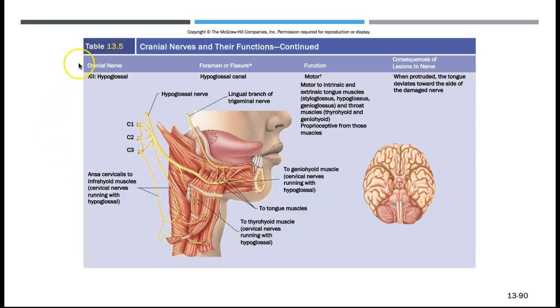Lastly, we've made it to cranial nerve number 12, which is the hypoglossal nerve. This is going to exit through the hypoglossal canal, and that is right above the foramen magnum. And we will see that it'll go and supply muscles of the tongue as well as some muscles within our throat. So that's the main thing I want you to know here. Motor to our intrinsic tongue muscles and extrinsic tongue muscles and throat muscles. You don't have to memorize the individual ones.